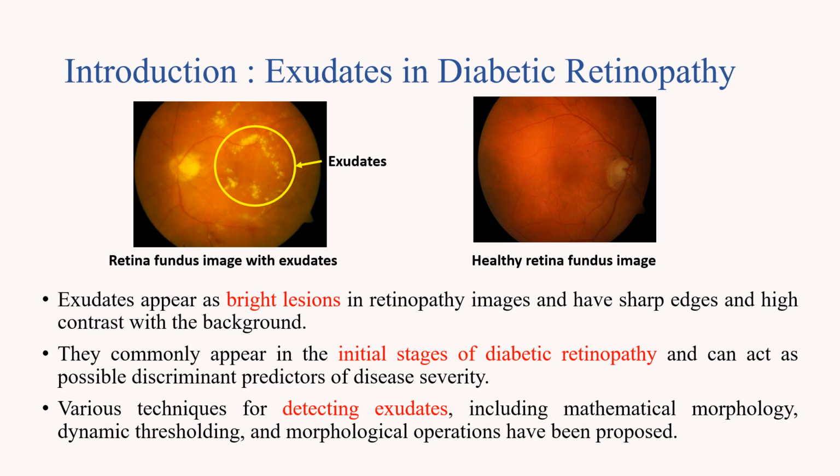Exudate appear as bright lesions in retinopathy images and have sharp edges and high contrast with the background. As you can see in the image, they commonly appear in the initial stages of diabetic retinopathy and can act as possible discriminant predictors of disease severity. Various techniques for detecting exudates, including mathematical morphology, dynamic thresholding, and morphological operation have been proposed.